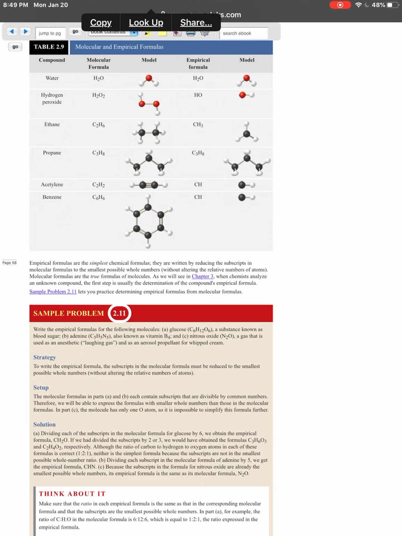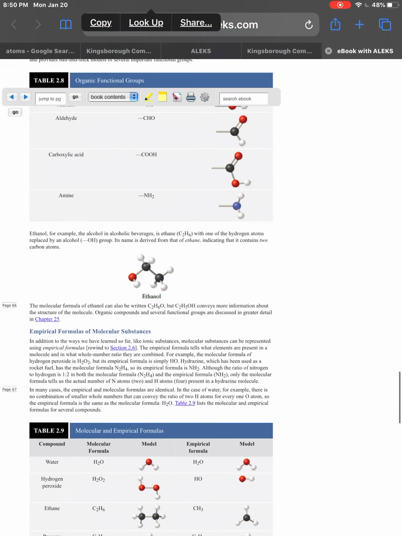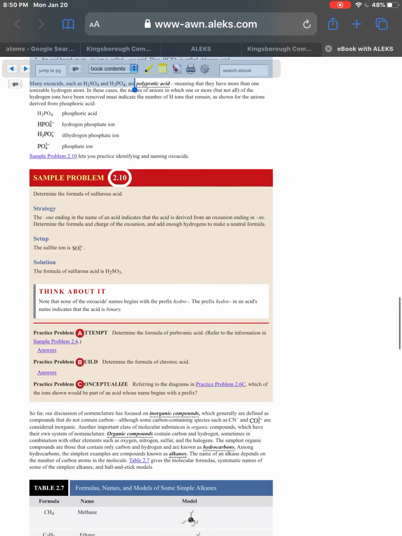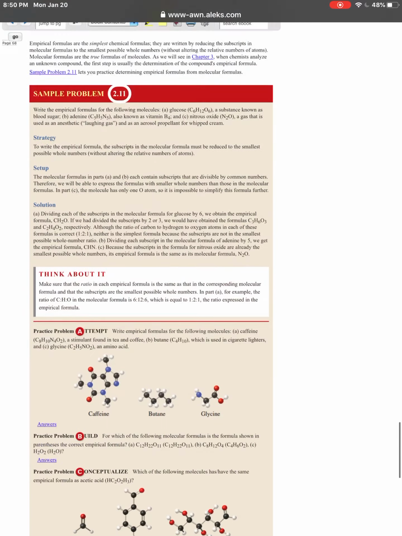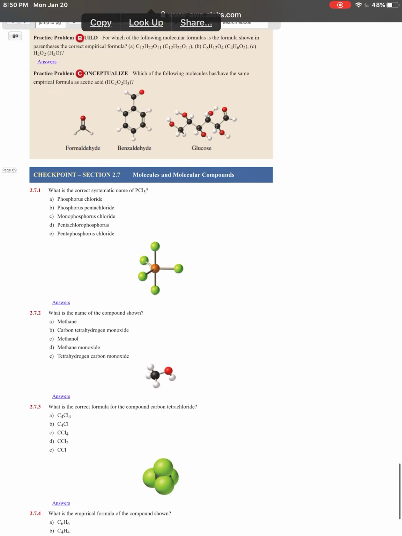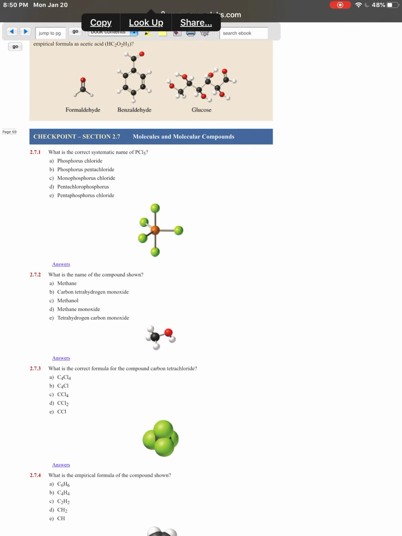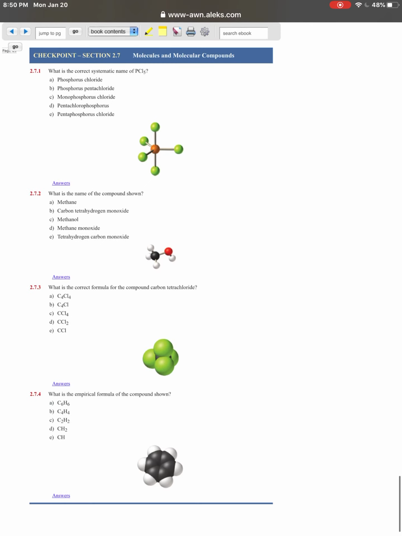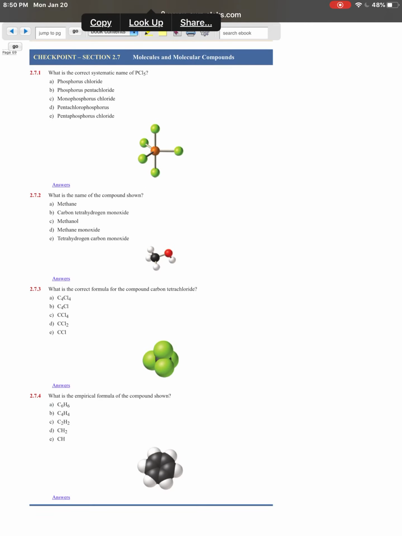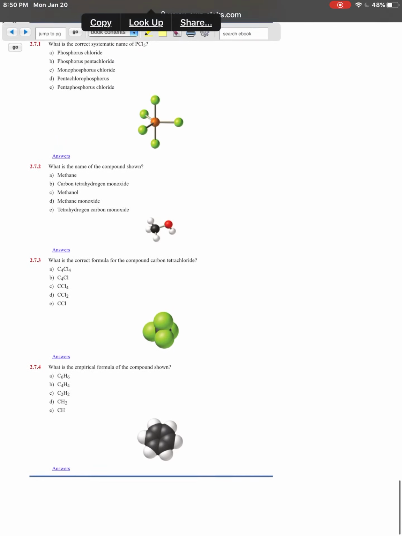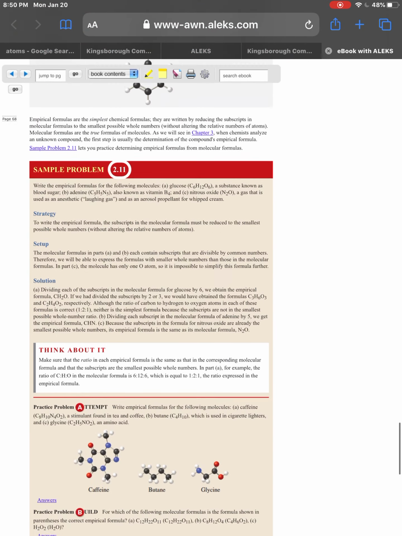So in a sense, your last sample problem that you would really focus on is 2.10, not 2.11, and then go through some of the checkpoints there. Do checkpoint 2.7.1, 2.7.3, and 2.7.4. You can do those ones as well. Okay, so that's just a brief overview, just to give you an idea of what to work on.